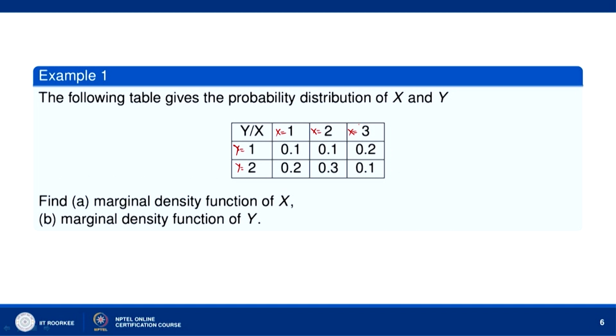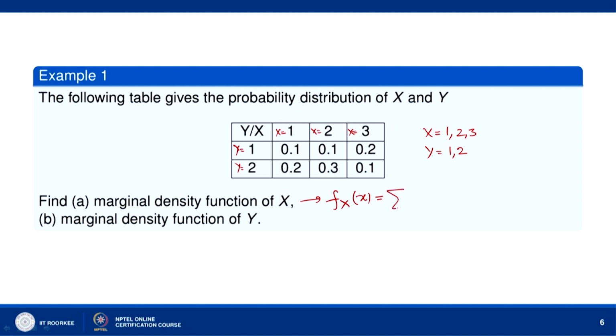Okay, so we want to find the marginal density function of x first of all. Marginal density function of x means we want to determine f_X(x), the marginal distribution of x. Here you can see x takes the values 1, 2, 3, and y takes the values 1, 2. So f_X(x) we have to determine.